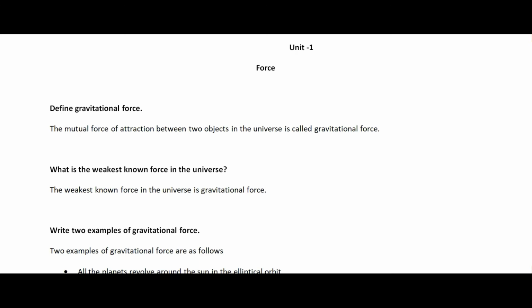So students and viewers, in your examination, such questions can be asked. What is the name of the weakest known force in the universe? And the answer to the question is, the weakest known force in the universe is obviously the gravitational force. Such a weak force cannot even be noticed in the case of normal objects. So I have clarified to you, the gravitational force is the weakest force and it cannot be noticed in the case of normal objects around us.